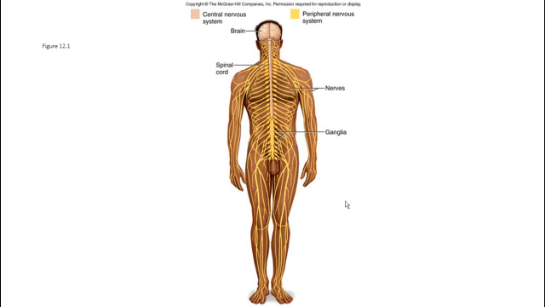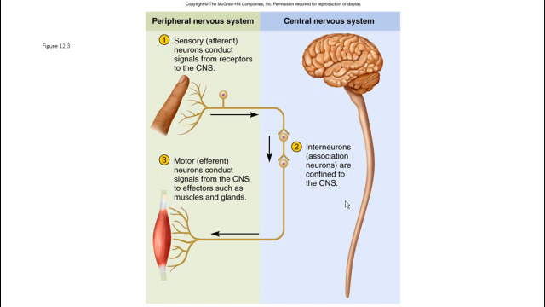So here we can see the divisions of the nervous system. Basically, the 2 major divisions are the central and the peripheral nervous system. Central nervous system is pretty straightforward: brain and spinal cord. That's pretty much it. Everything else is in the peripheral nervous system. So again, here's brain and spinal cord in our central nervous system, and then the peripheral nervous system. Here they're just showing you some examples of the sensory and motor neurons, and we'll be looking at those in more detail in just a little bit.